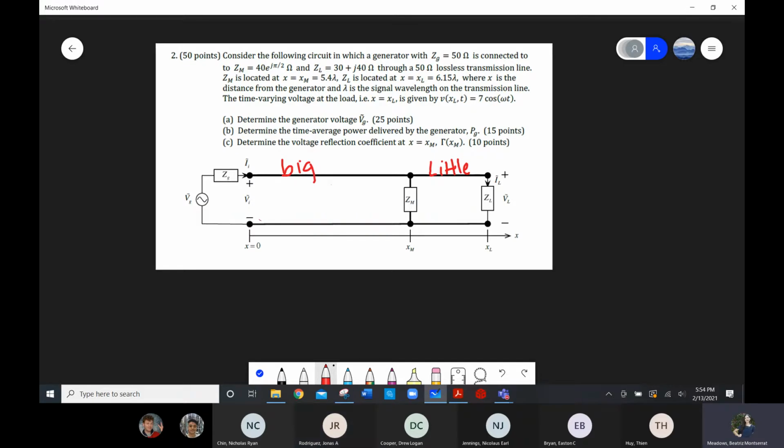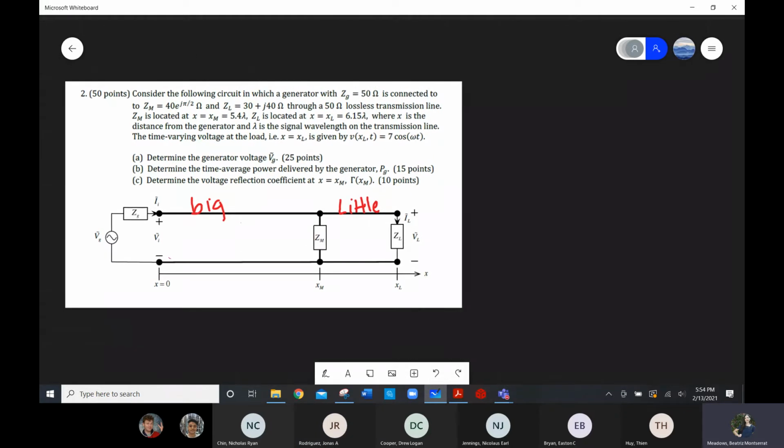Okay, so first things first, I'm going to start writing out the givens. You guys please go ahead and read the problem very carefully while I write this.